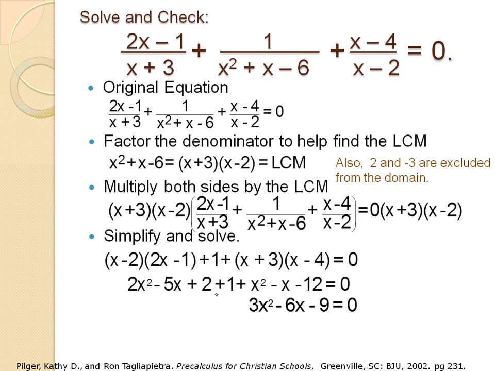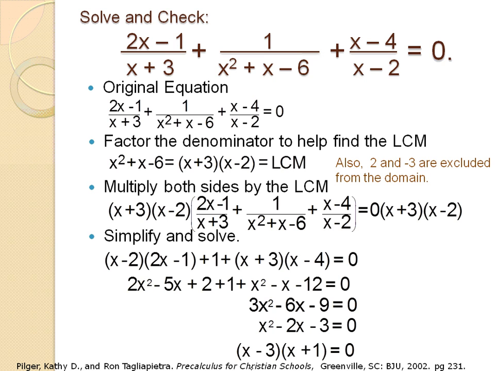As you look at this equation, hopefully you notice we have 3 coefficients that are multiples of 3. So go ahead and divide both sides by 3. And then we can factor this into x minus 3 times x plus 1. So x minus 3 times x plus 1 equals 0. So either x equals 3, that would make this 0, or x equals negative 1, which would make this 0.